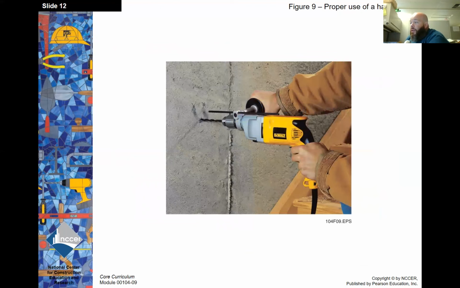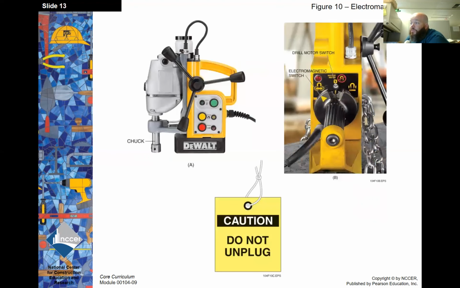Here's a picture of a hammer drill. Hammer drills are used to drill into concrete. So instead of just rotational force, it also has a hammering force to help break the concrete up and create the hole.